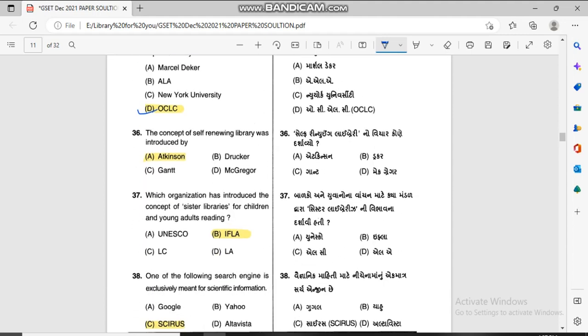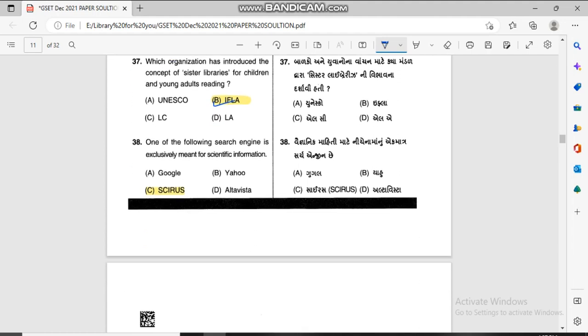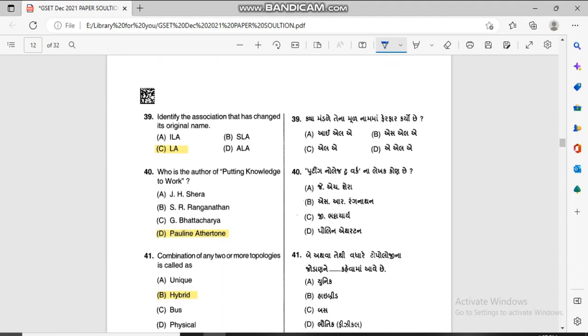The concept of the self-renewing library was introduced by Atkinson. Which organization has introduced the concept of sister libraries for children and young adults' reading? IFLA. One of the following search engines is exclusively meant for scientific information: Scirus. Identify the association that has changed its original name: LA. Who is the author of Putting Knowledge to Work? Pauline Atherton.